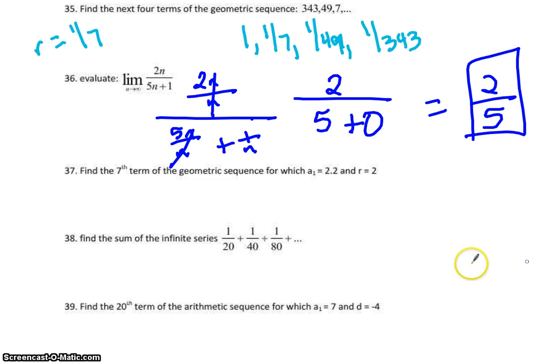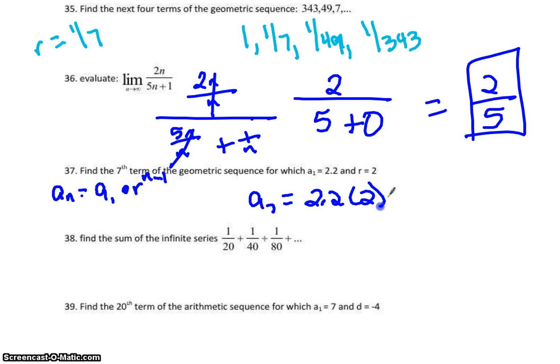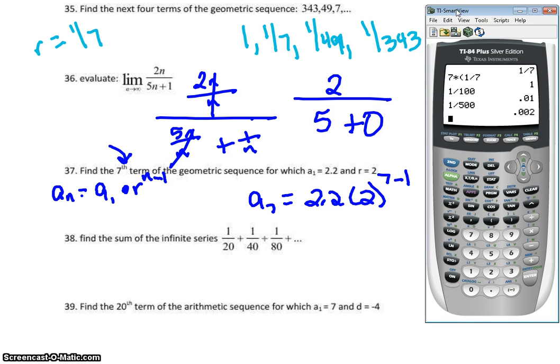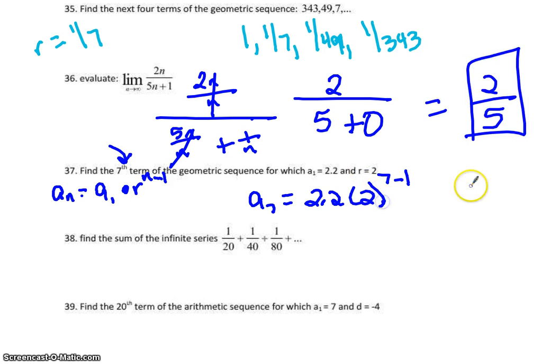37 wants you to find the 7th term of the geometric sequence if A1 is 2.2 and R is 2. The formula for this is AN is equal to A1 times R to the n minus 1. So A7 is equal to A1, which is 2.2, times R, which is 2, to the n minus 1, n is 7. I know n is 7 because that's the term they told me to find. So then I would just take my calculator and punch all that in. So I would say 2.2 times 2 to the power of 7 minus 1, which is 6. And I would get 140.8 for my answer.